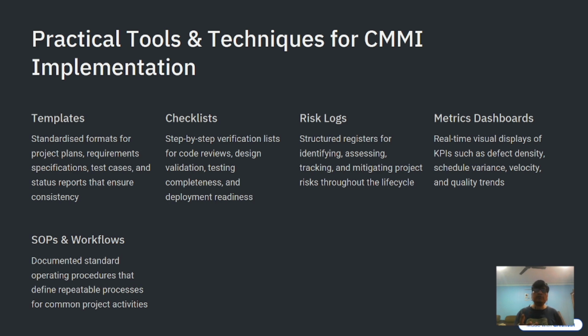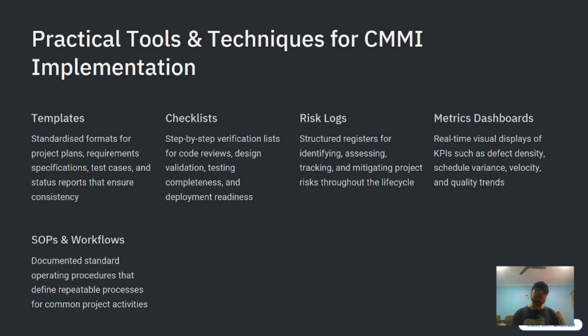At the project level, we have some KPAs defined by the management or the organization. To assess those numbers, we need a dashboard. There are different metrics like defect density, velocity, schedule variances, quality times. So for all these numbers, we need a dashboard.